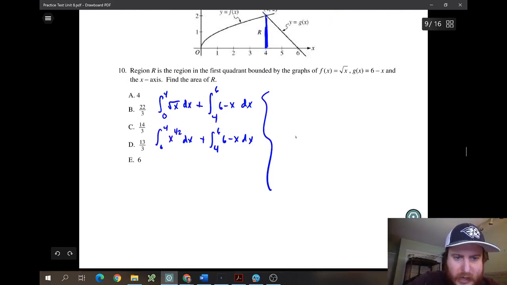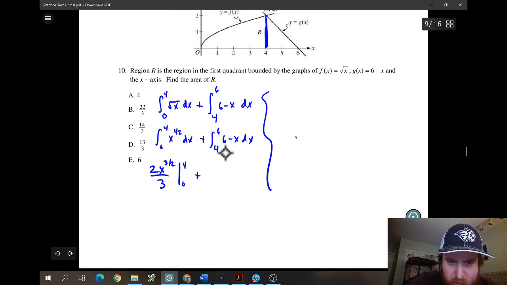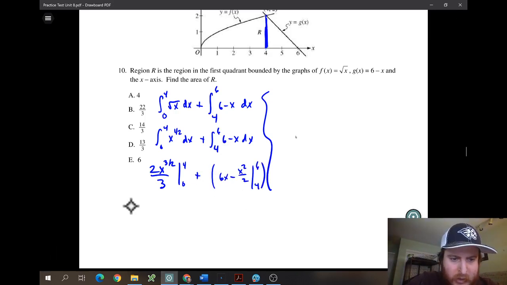So this becomes x to the 3/2 over 3/2, which is times 2/3, from 0 to 4, plus, I'm going to put this one in parentheses, 6x minus x squared over 2 from 4 to 6. I like to put the second one in parentheses just in case there's a negative sign or anything like that. So this becomes 2/3.